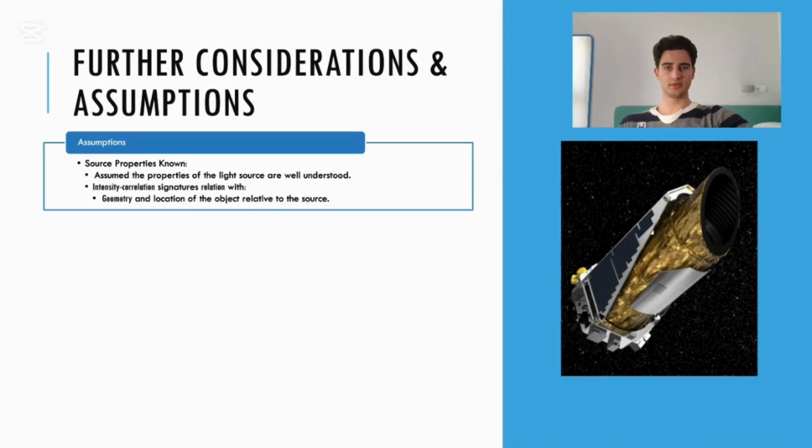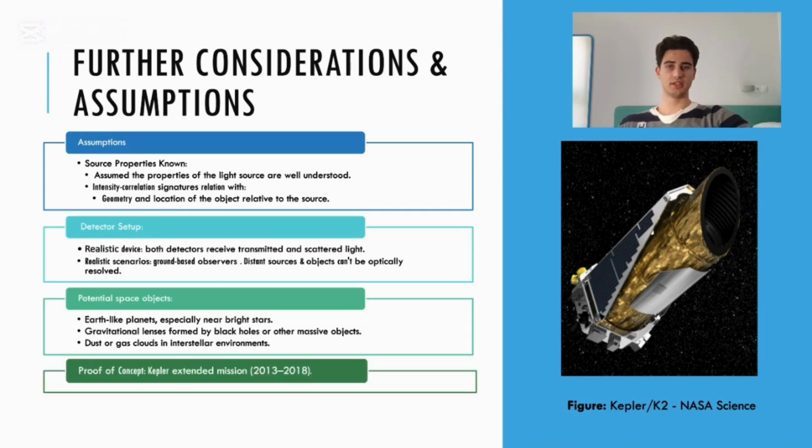Moreover, in this study, two relevant further considerations were taken into account. On the one hand, it was assumed that the source properties were known, and the study instead focused on the parametric variation of the intensity correlation signature, as a function of the object geometry and localization relative to the source. On the other hand, it is also worth considering the case when both detectors receive transmitted and scattered light. This case is more realistic when both observers are ground-based and the distant source and object cannot be optically resolved.